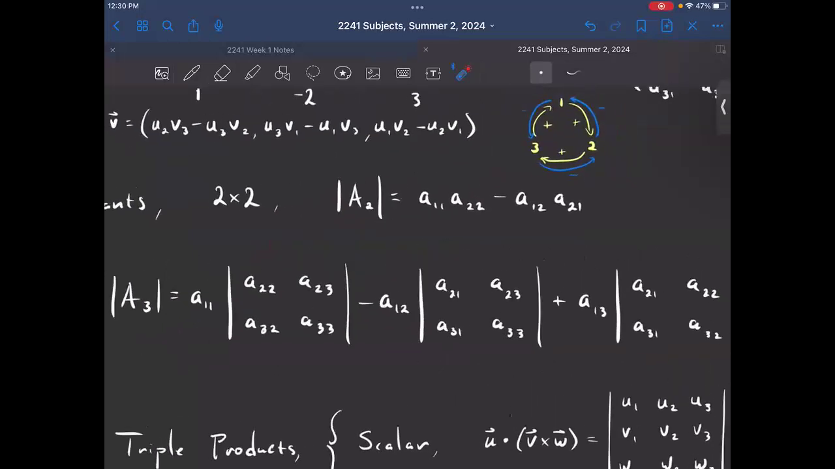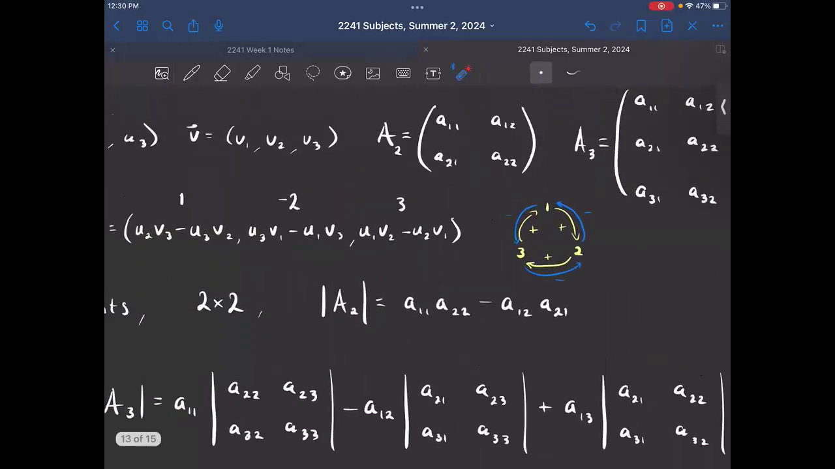So for a 2 by 2 matrix, it's pretty straightforward. We have A2 with these coordinates, and this is your output. So one way to think of this is that you start up here, go diagonal down there, and then you subtract off, going up here, diagonal down that way. So you can think of this as the forward direction, and this as the backwards direction. This is the positive direction, this is the negative direction.